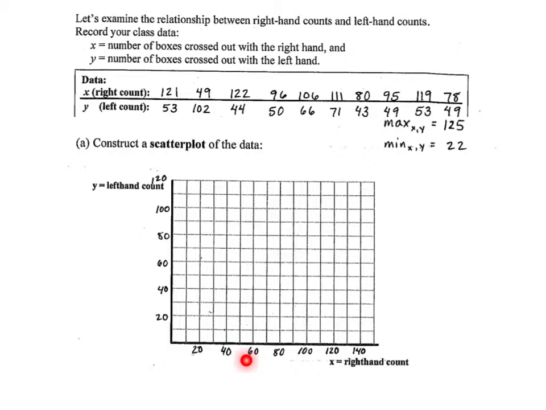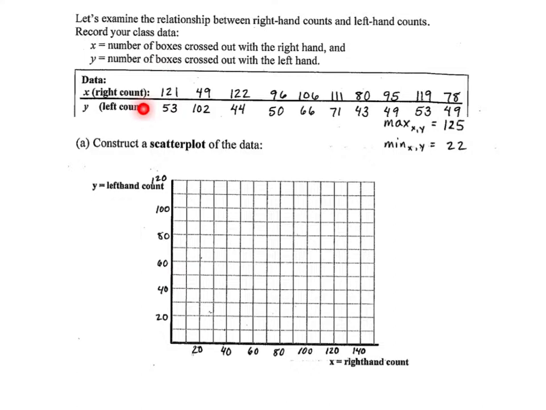Before I do that, notice that I first took into consideration, because I'm going to make a square grid here for a reason, that the max of the x's and the y's was 125 and the minimum was 22. So that's how I got these axes, from 20 to 140 for the right-hand count, and I just squared it out with the y's. So the first point, (121, 53).